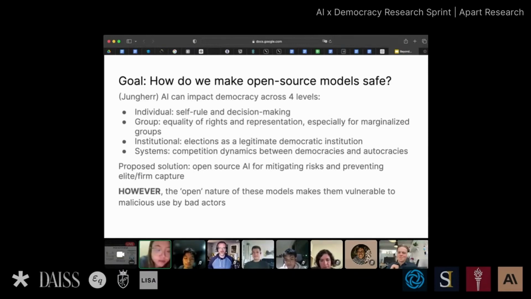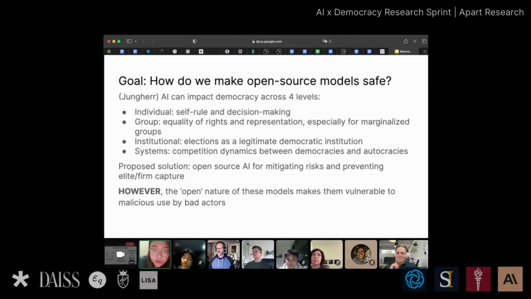So lastly, at the systems level, this can destabilize geopolitical dynamics and heighten competitive pressures as malicious actors may be able to create propaganda, bioweapons, and nuclear weapons. So despite these current and projected harmful impacts of AI for democracy, open source AI has been propped up as a means for potentially mitigating these risks by perhaps democratizing the technology, by preventing capture by firms and elites, as well as by facilitating new decentralized mechanisms for democratic governance. However, the open nature of these models makes them vulnerable to malicious use by bad actors, especially with the capabilities for aggregating information, novel processing toward goal imitation, and task completion autonomy.